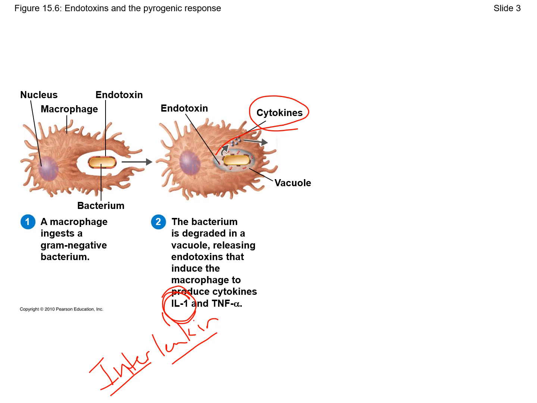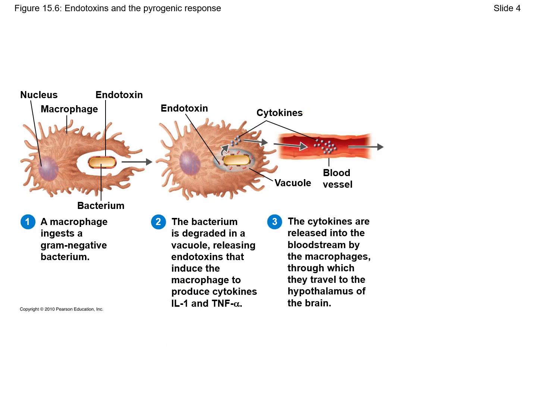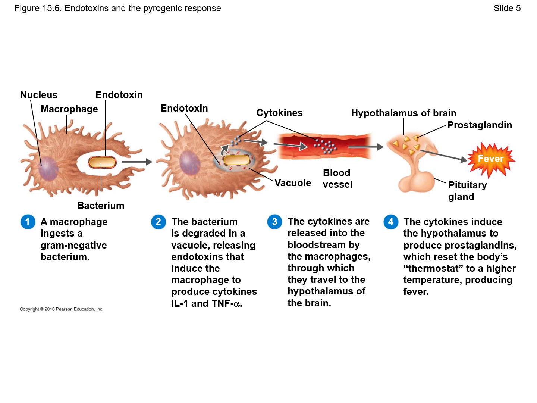So once the macrophage endocytoses a microbe, it's going to trigger the production of cytokines by that macrophage. Those cytokines are going to diffuse into the circulatory system, all the way to the hypothalamus of the brain, and they are going to stimulate the hypothalamus to raise the body's temperature. So this is the process of fever.